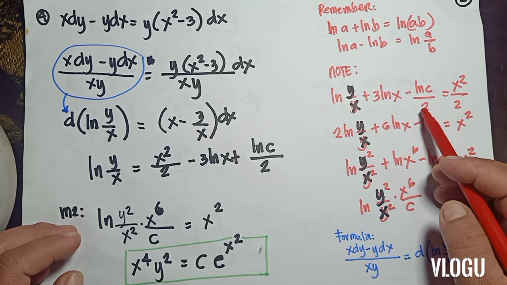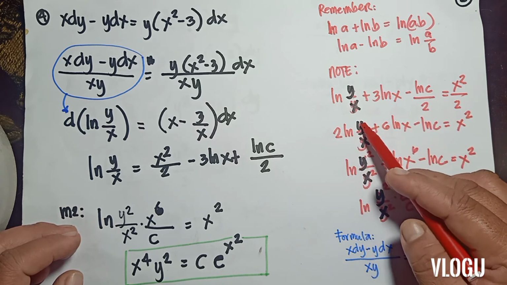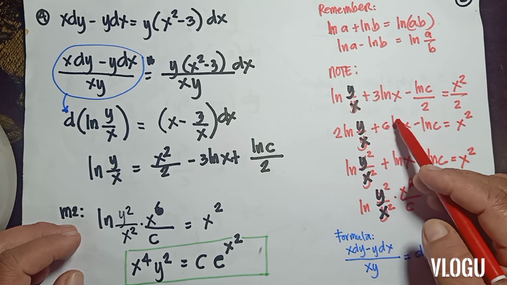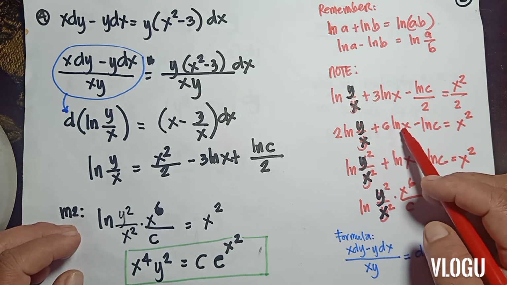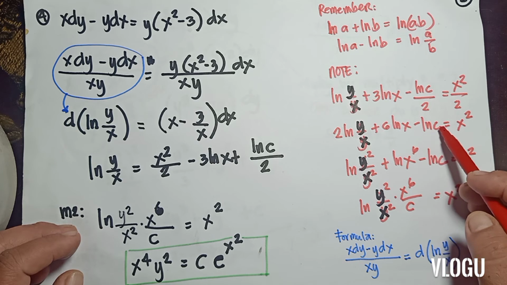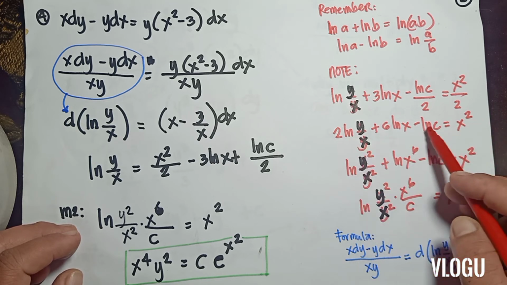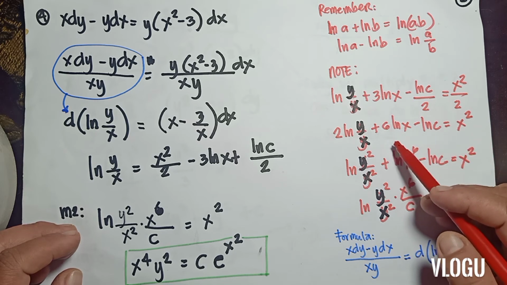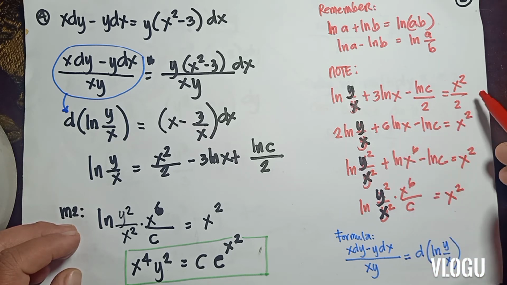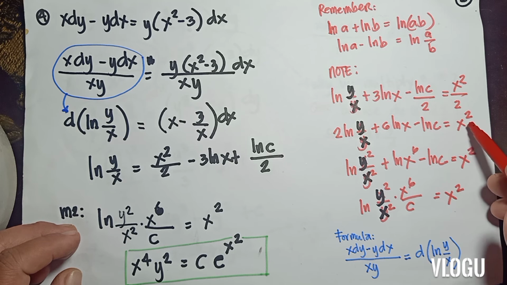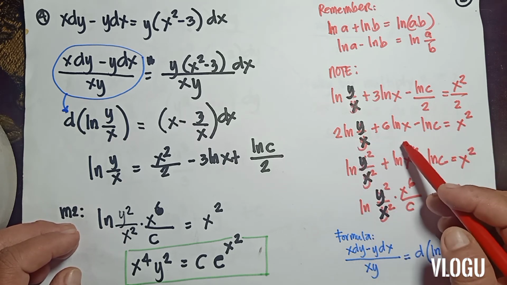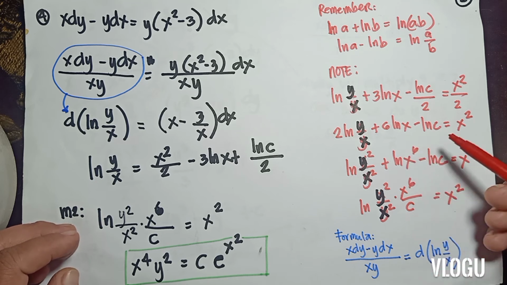If your LCD is 2, so you will have 2 ln of y over x plus 6, because 3 times 2 is 6, ln of x minus ln of c, that is equal to x squared. This over 2 is canceled out. So that's the reason the over 2 is gone. It cancels if you have over 2 at the left side, then over 2 at the right side. So that will be canceled out.